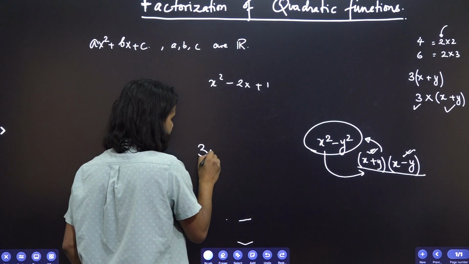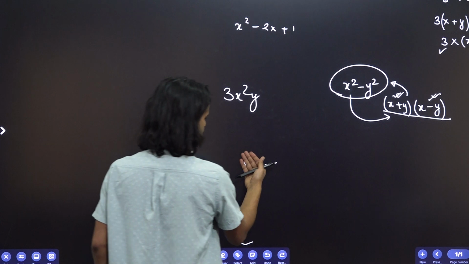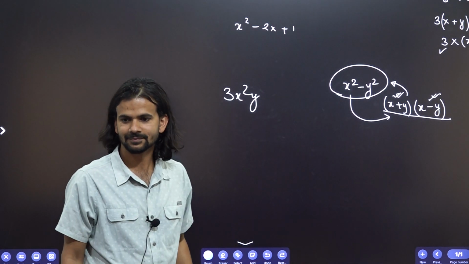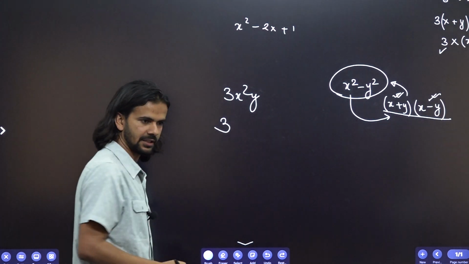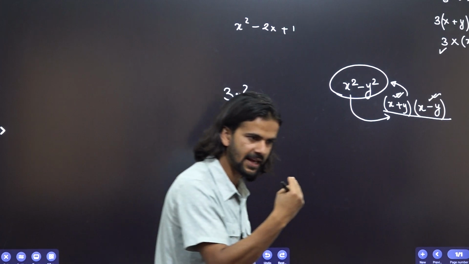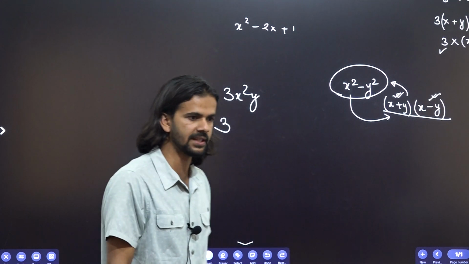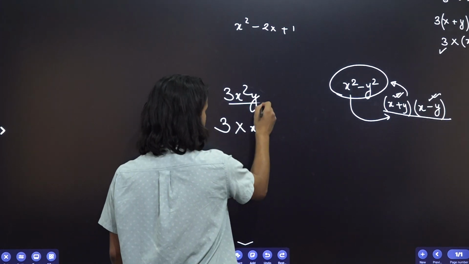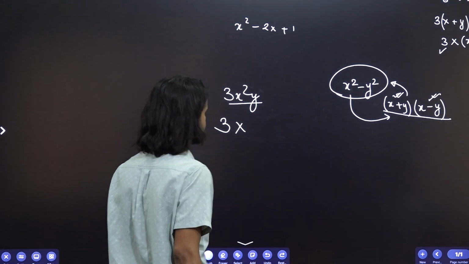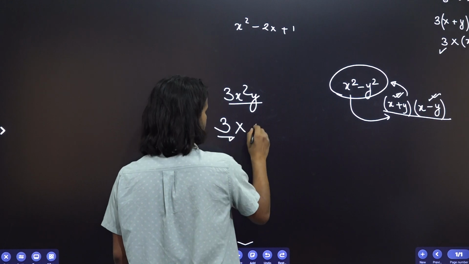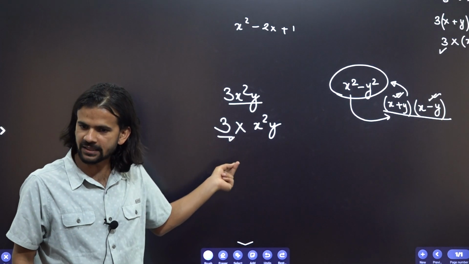So let's have a look at 3x squared y. What are its factors? Well, 3 is a factor, because with 3 you can multiply what to get this expression? 3 times x square y is 3x square y. So 3 is a factor because if you multiply 3 with x square y, you will get this one. Are these the only factors?